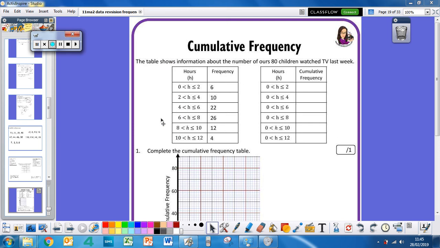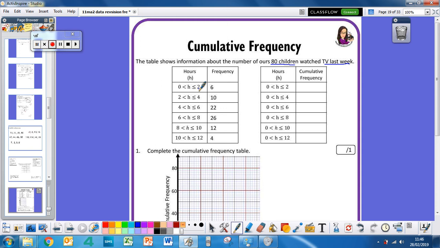Thank you. So, cumulative frequency graphs, a really nice topic because once you get it, you can get the marks right. Often exam questions will start with a normal grouped frequency table like the one that we see here. What this is telling us about these 80 children who watched TV last week is that 6 of them watched between 0 and 2 hours worth of TV in the week.